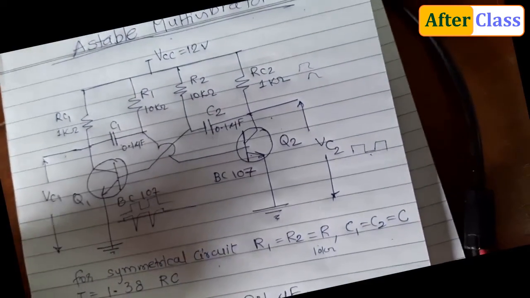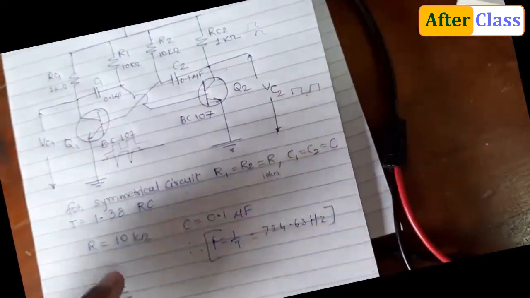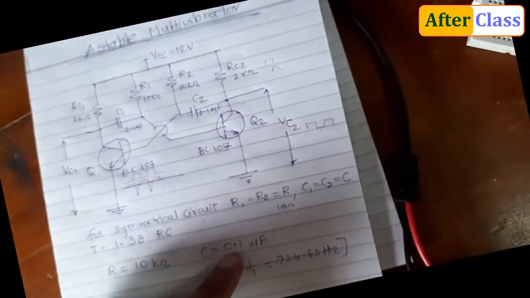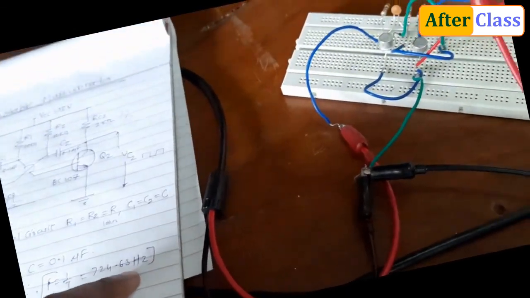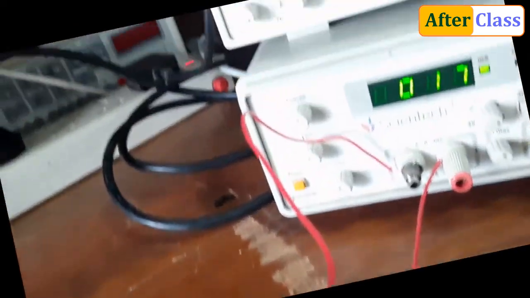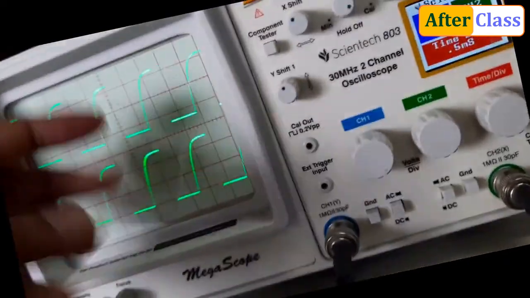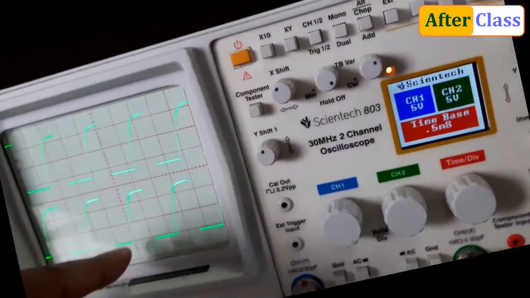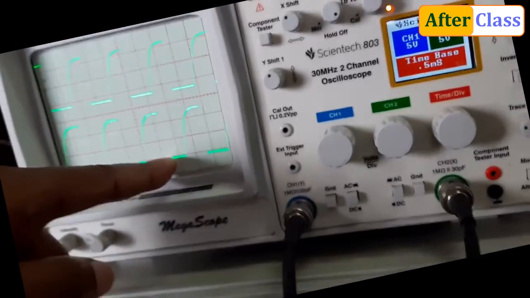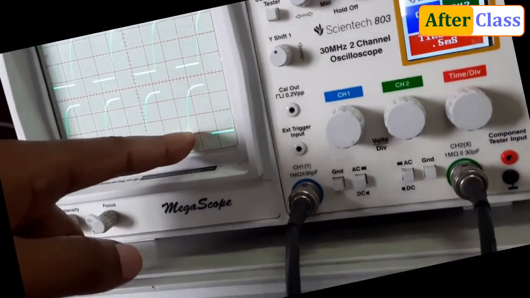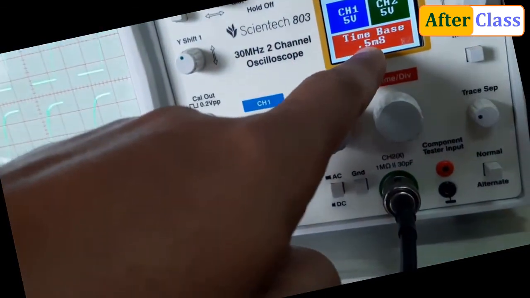Now we already had the formula for time T equal to 1.38 RC, and we put 10 kilo ohm and 0.1 microfarad for the capacitor, and then found the theoretical frequency is around 724.63 hertz. Now we'll see what frequency we are getting at the output. You can select any one of these because both outputs are same. It is almost 2.5 divisions, and 2.5 into 0.5 will give you your time base.